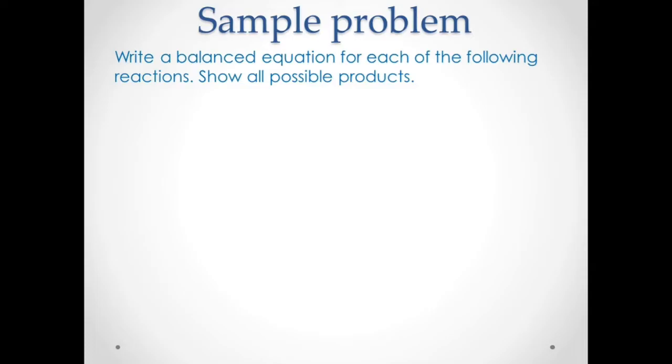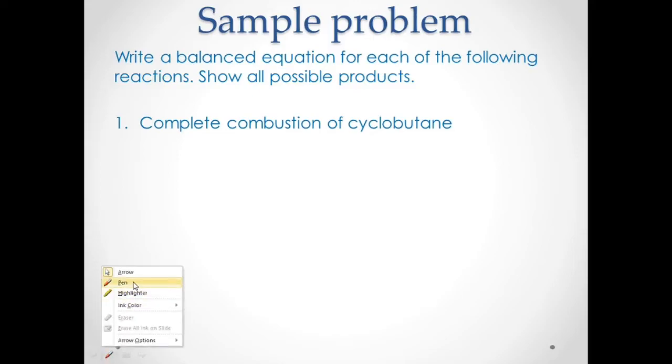So I have here a sample problem for reactions of alkanes and cycloalkanes. The question is, write a balanced equation for each of the following reactions. Show all possible products. Okay, number 1, complete combustion of cyclobutane. So remember your cycloalkanes. What is the formula for cycloalkane? You have CnH2n.